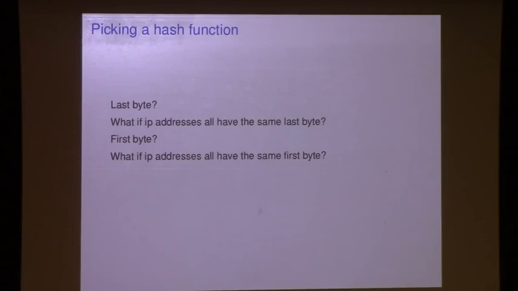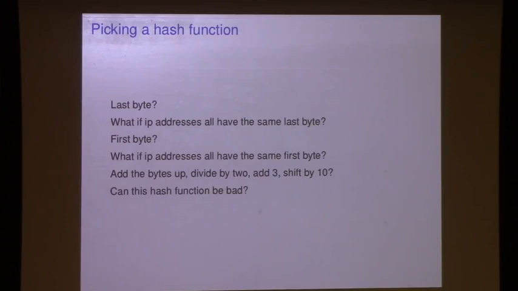We have a lot of IP addresses. We could do various things. We could add the bytes up, divide by 2, add 3, and shift by 10. Okay, that's something. Now, let's think about this hash function. Or don't think too hard because the details don't matter. It just says do something with all the bits, right? That's what it's saying. Okay, but can this hash function be bad?